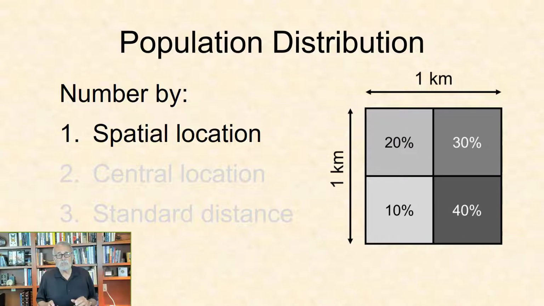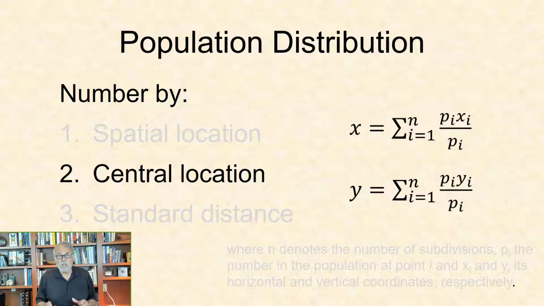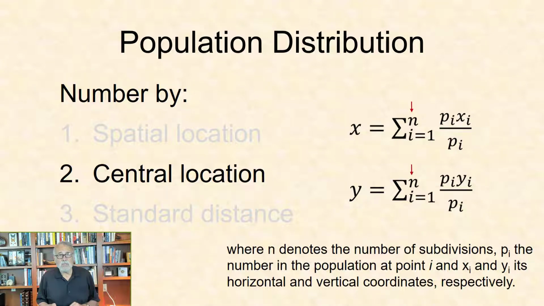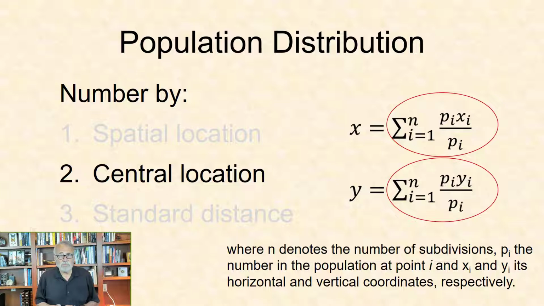We have number by central location, where N denotes the number of subdivisions, Pi the number in the population at point i, and Xi and Yi the horizontal and vertical coordinates, respectively. Note that the sums of these algebraic relationships will yield the central location for the aggregate in XY coordinates.